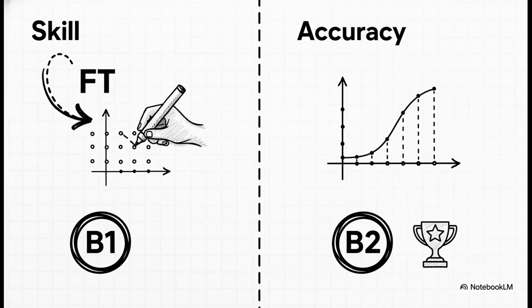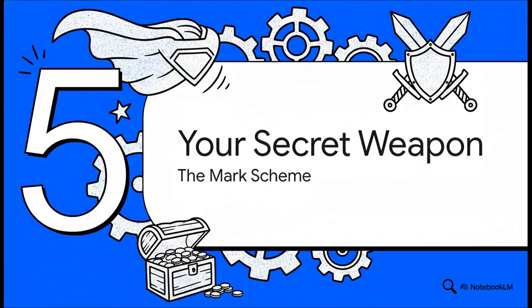You see, this is actually really smart. It separates the two skills being tested. 1 mark is purely for your skill of plotting points, and it follows through from whatever you wrote in your table. The second mark, the full B2, is for the overall accuracy of the final correct curve. The whole system is designed to reward you for what you can do, even if you've made a mistake somewhere earlier. So, what does all this mean for you?